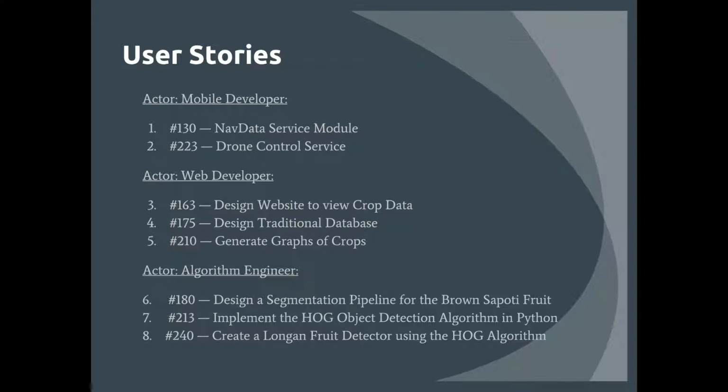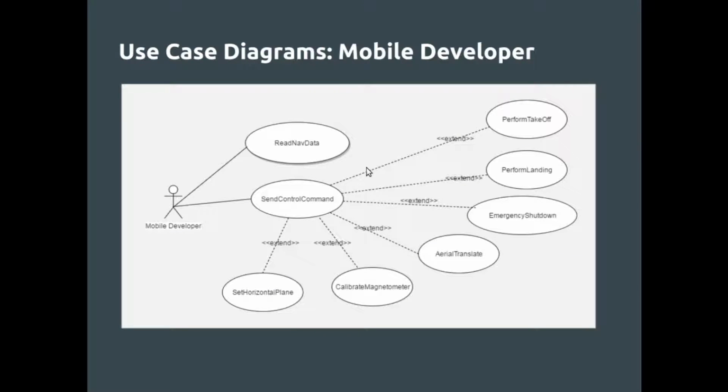To further introduce the project, we present a selection of user stories. Users can send commands to the drone over the network to perform common operations such as taking off and landing, performing an emergency shutdown, and translating in three-dimensional space, such as going forward, backward, changing altitude, rotating.